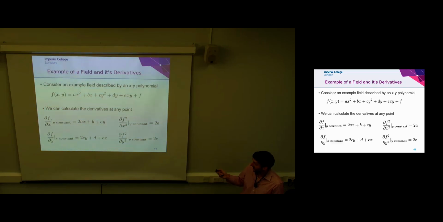And we can take the first and second derivative. The same with y. Again, in this case we hold x constant, and we take the derivative with respect to y. So by defining this continuous field, we can then apply the calculus in the same way we could in 1 dimension.